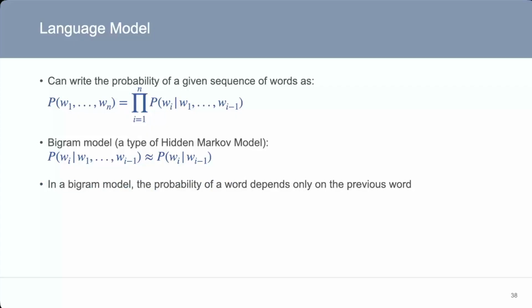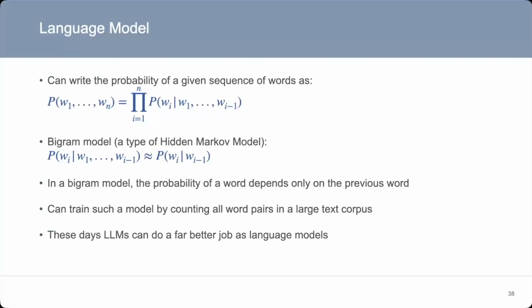In such a bigram model, we can train the model by counting all word pairs in a large text corpus to come up with these probabilities. But these days, as we all know, large language models can do a far better job as language models than hidden Markov models.